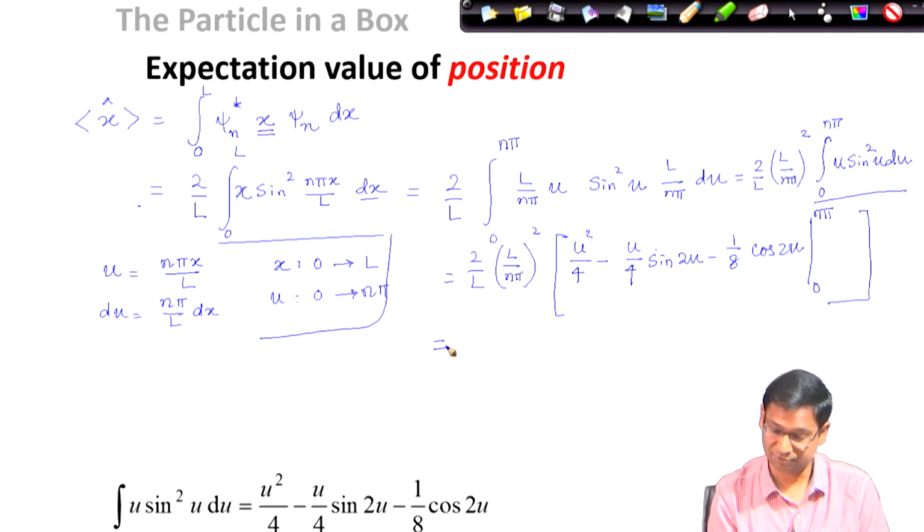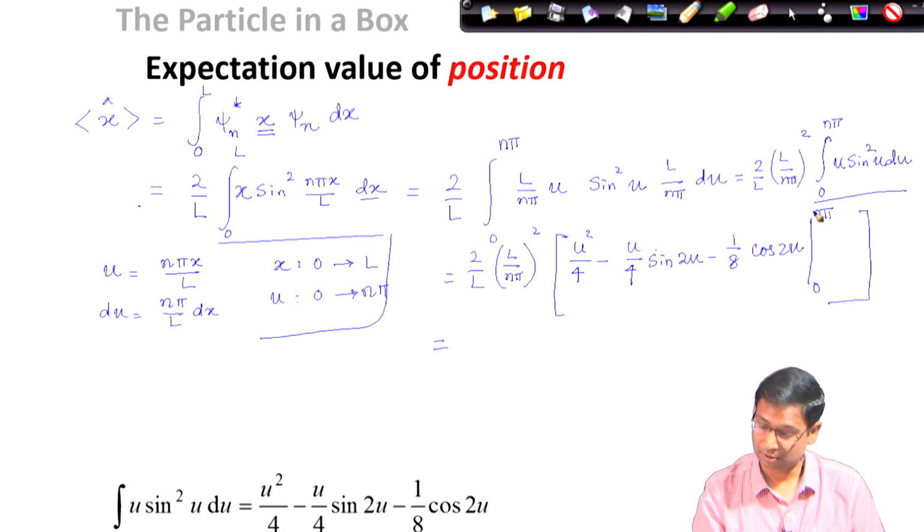When you look at this function, u goes from 0 to n pi. So, the cosine function will go from cos 2 n pi to cos 0, both are 1. Therefore, this term will become 0, since cos 2 n pi minus cos 0 is 0. Similarly, sin 2 n pi minus sin 0 will again become 0. So, these two terms, the second term and the third term, will not contribute anything.